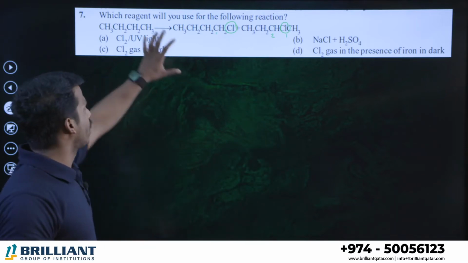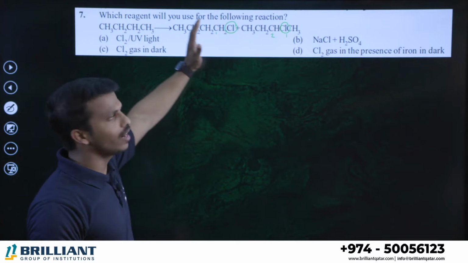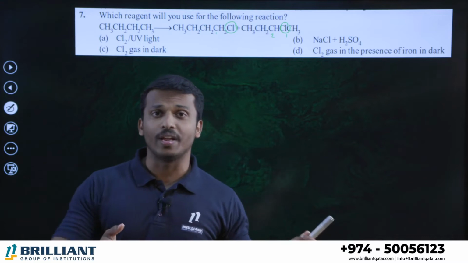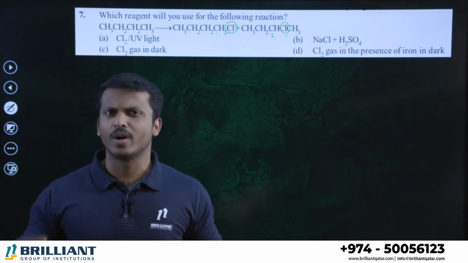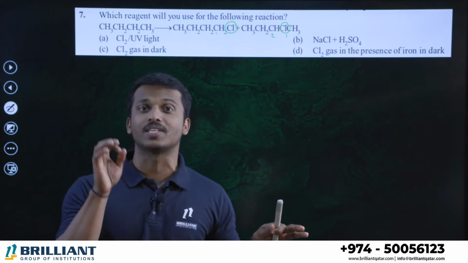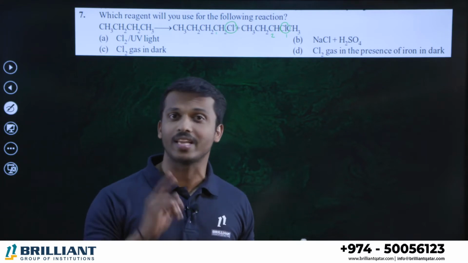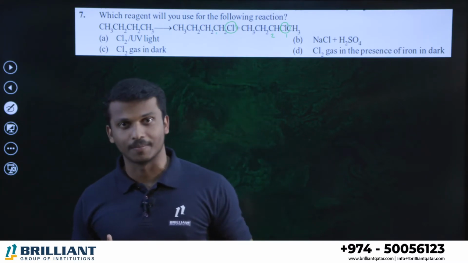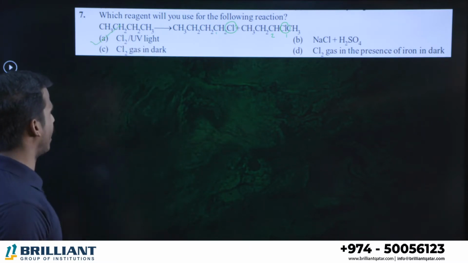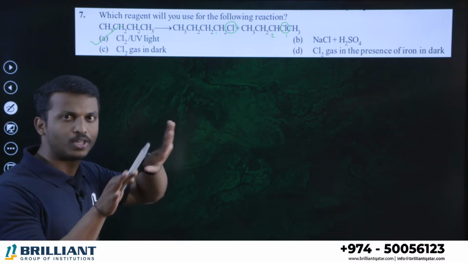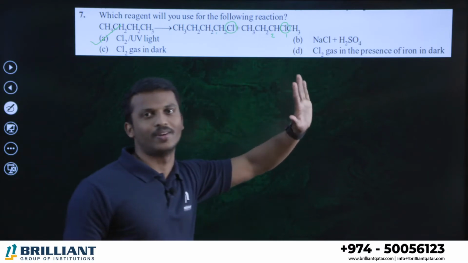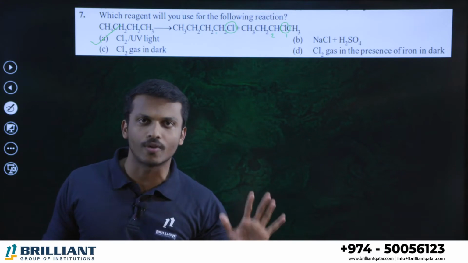Dear student, a pure hydrocarbon, an alkane. How can you add a halogen? Substitution, right? If you want to add 1 chlorine into butane, ethane, whatever the hydrocarbon, what is the reagent you are using? Chlorine. Which halogen is coming here? Chlorine. So add chlorine in presence of light. You know, substitution reaction takes place in presence of heat or light, majority light. What is that? Chlorine with UV light. Chlorine gas in dark condition, substitution won't happen on hydrocarbon. NaCl H2SO4, no. Chlorine in the presence of iron in dark, no. Substitution reaction takes place in presence of light.